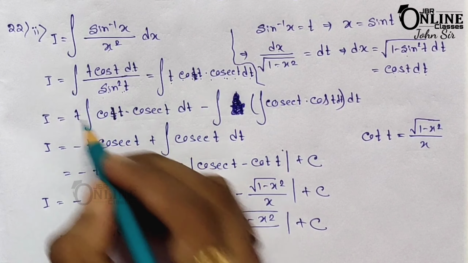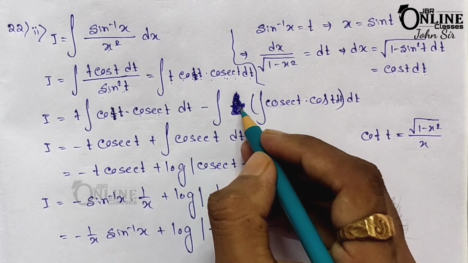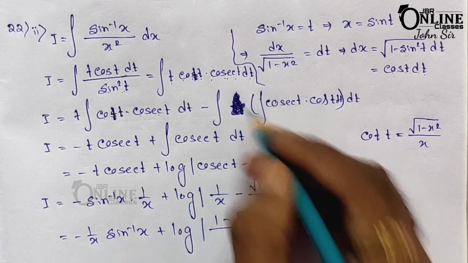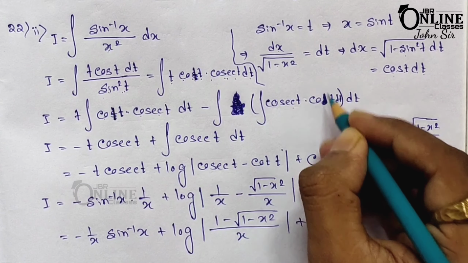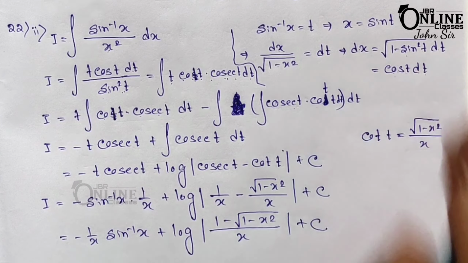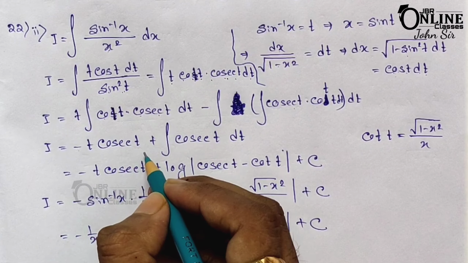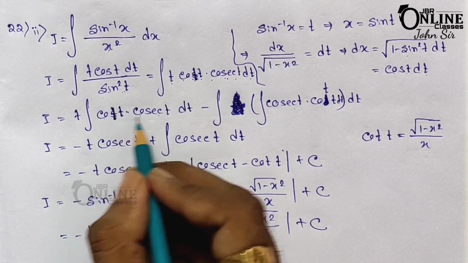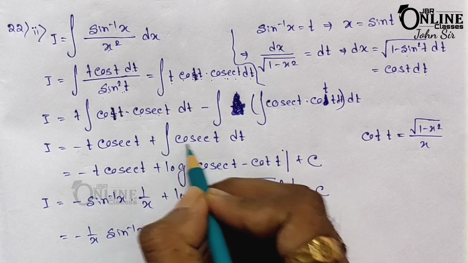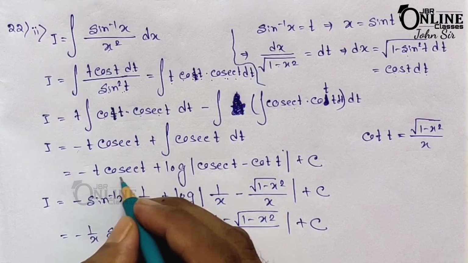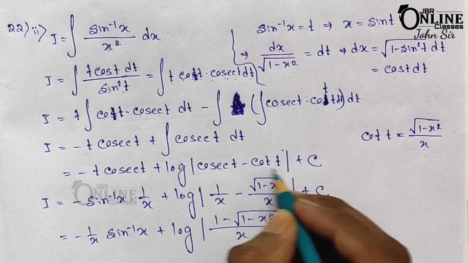So now here t is the first function, integration cot t cosec t dt, minus integration derivative of t, that equals 1, so no need to write it here. Next integration cosec t, here cot t, not cos t, cot t dt, and then dt. So now integration of cot t cosec t will be minus cosec t. You have to know that integration cot t cosec t is minus cosec t, plus here also minus, so minus minus plus cosec t dt.